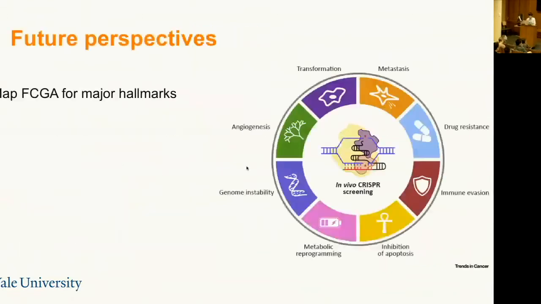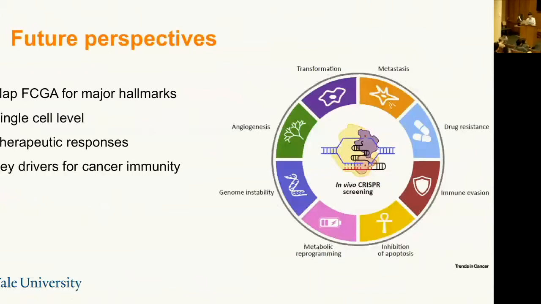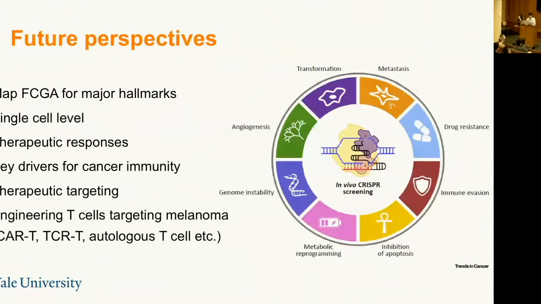So that's what we hope can be done in the future: we can extend the FCGA, or functional cancer genome atlas, concept to other hallmarks of cancer. For example, not just transformation and metastasis, but more importantly, drug resistance and immune evasion, and then possibly metabolic programming. And we can achieve this at a single cell level. Now we're trying to do perturb-seq, where we can actually perturb and single cell sequence them. And finally, we were hoping to identify key drivers for cancer immunity and have better therapeutic targeting.